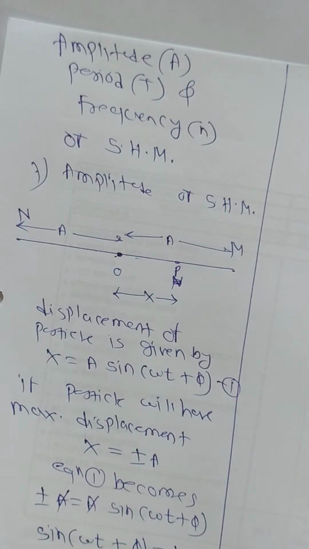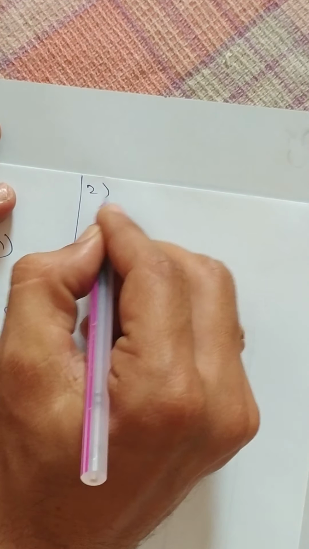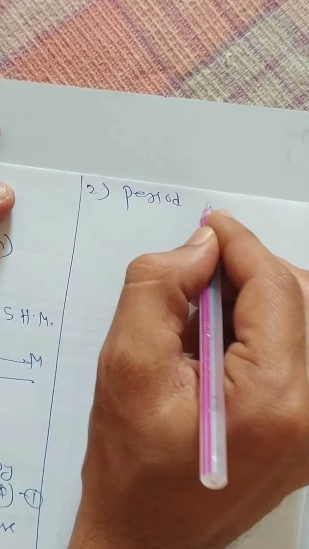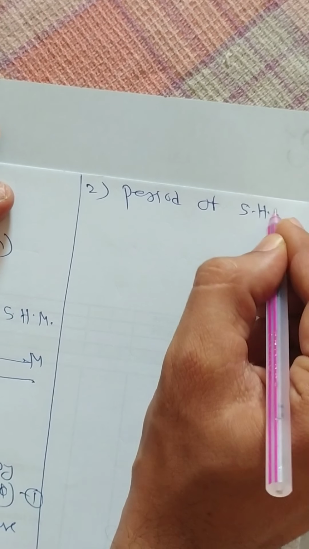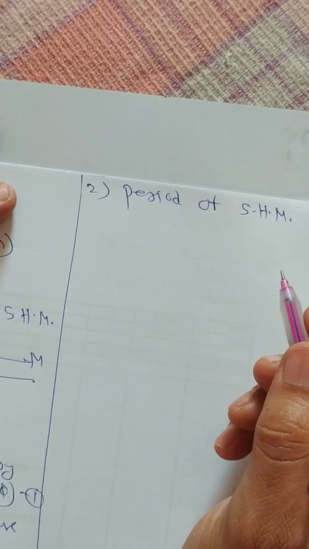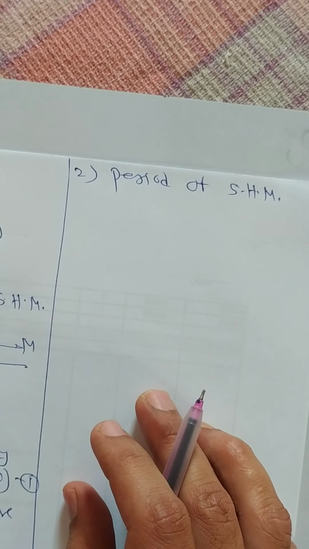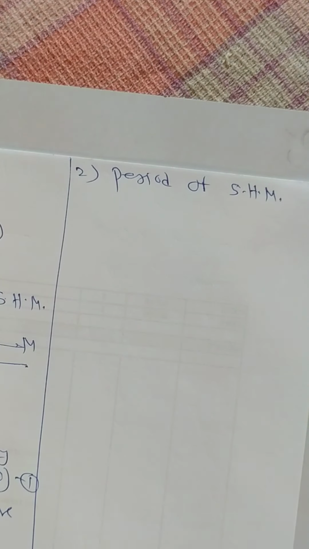Now we have to see the period of SHM. Next point, that is the period of SHM. Now we know about time. There is a difference between time and period. What is the unit of time? Second. The unit of period is also second. But time is 1 second, 2 seconds, 3 seconds, whereas period is in terms of an equal interval or a complete cycle.